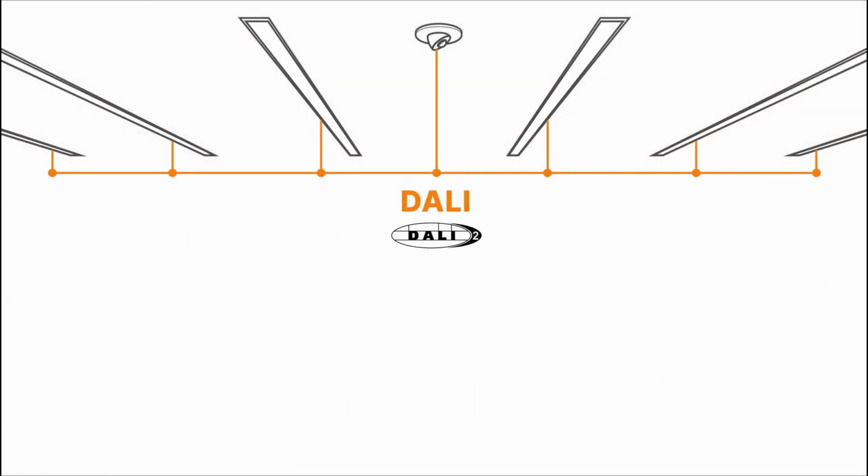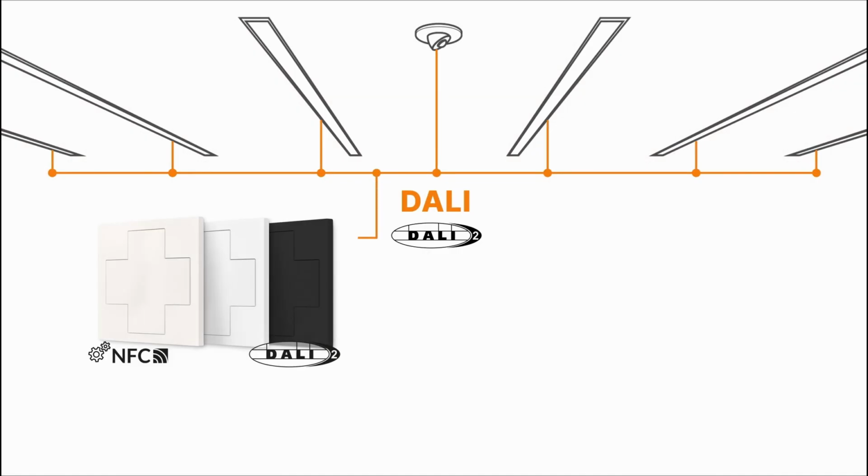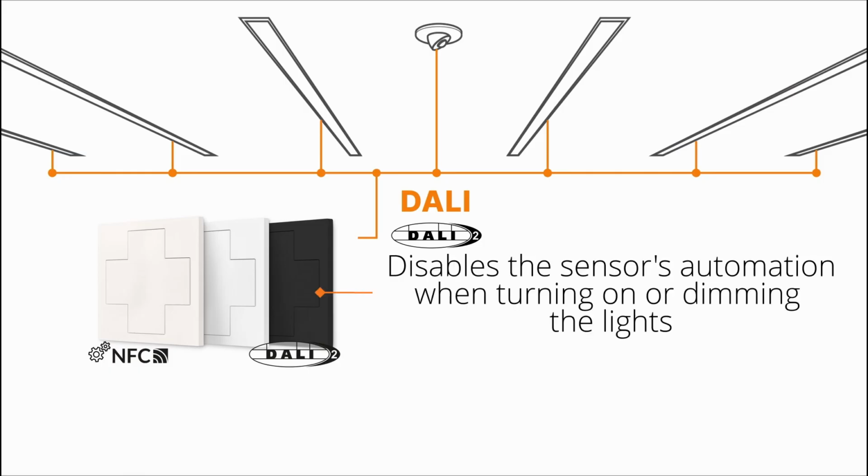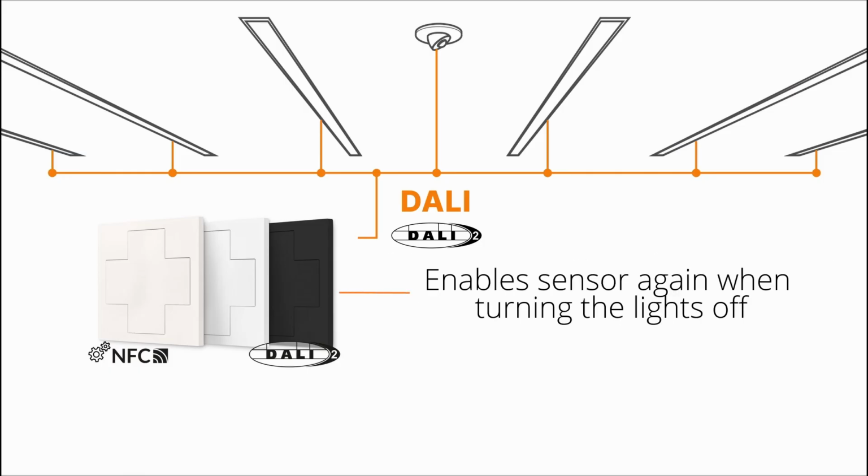If there is a person in this room, they should also be able to override the sensor and change the brightness of the luminaires using a switch, which disables the automation of the sensor control when turning the light on or dimming, and only enables the sensor again when turning the lights off.